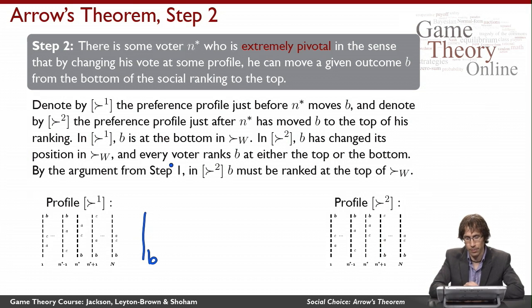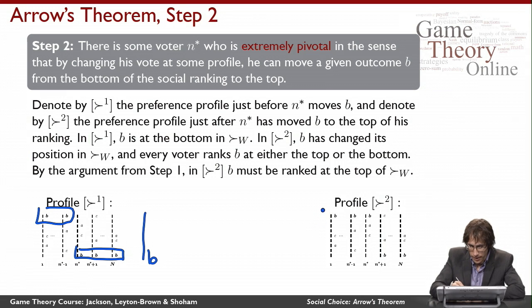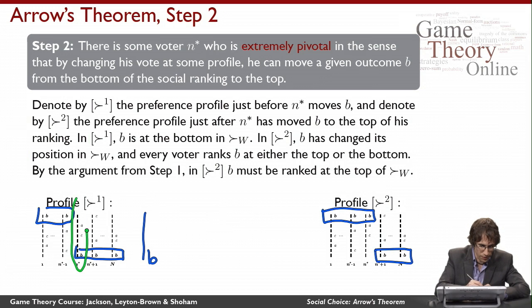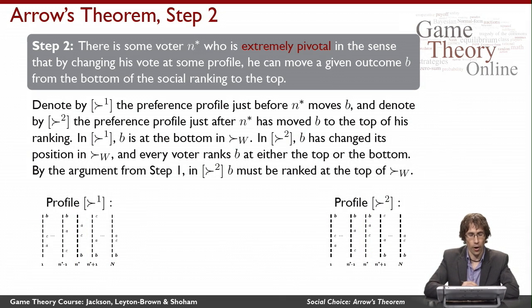And every voter ranks B at either the top or at the bottom. Right? So notice here we have B's at the top for everybody. Here we have B's at the bottom for everybody. And here again we have B's at the top and B's at the bottom. But what's changed is n star. So here's the one guy who's actually moved something. And by our argument in step 1, both of these profiles have B in extremal positions, and so it must be that the social welfare function also puts B in an extremal position. And because we've defined n star as the person who causes B to change, it must therefore be in this profile pref2 that B is at the top.